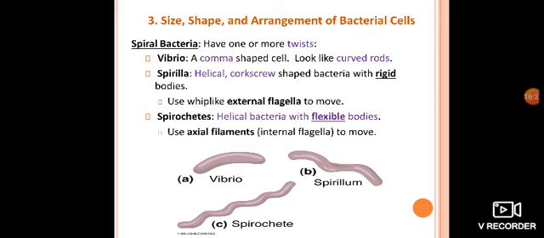And the second is called spirilla. Second, it is considered spirilla, meaning they have a bent shape as well as a helical or curved, screw-like structure. So it is a helical, screw-like shape, but they have a rigid body.